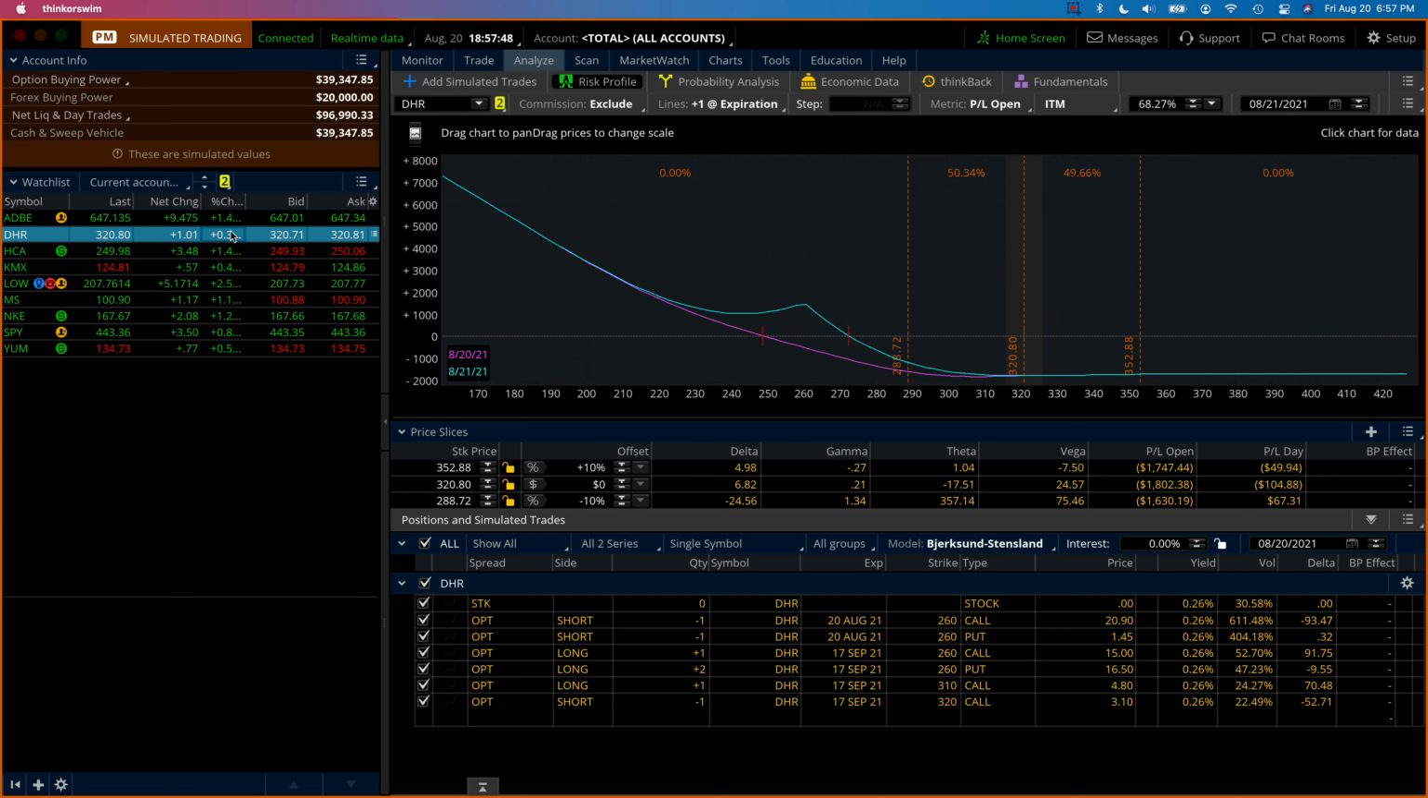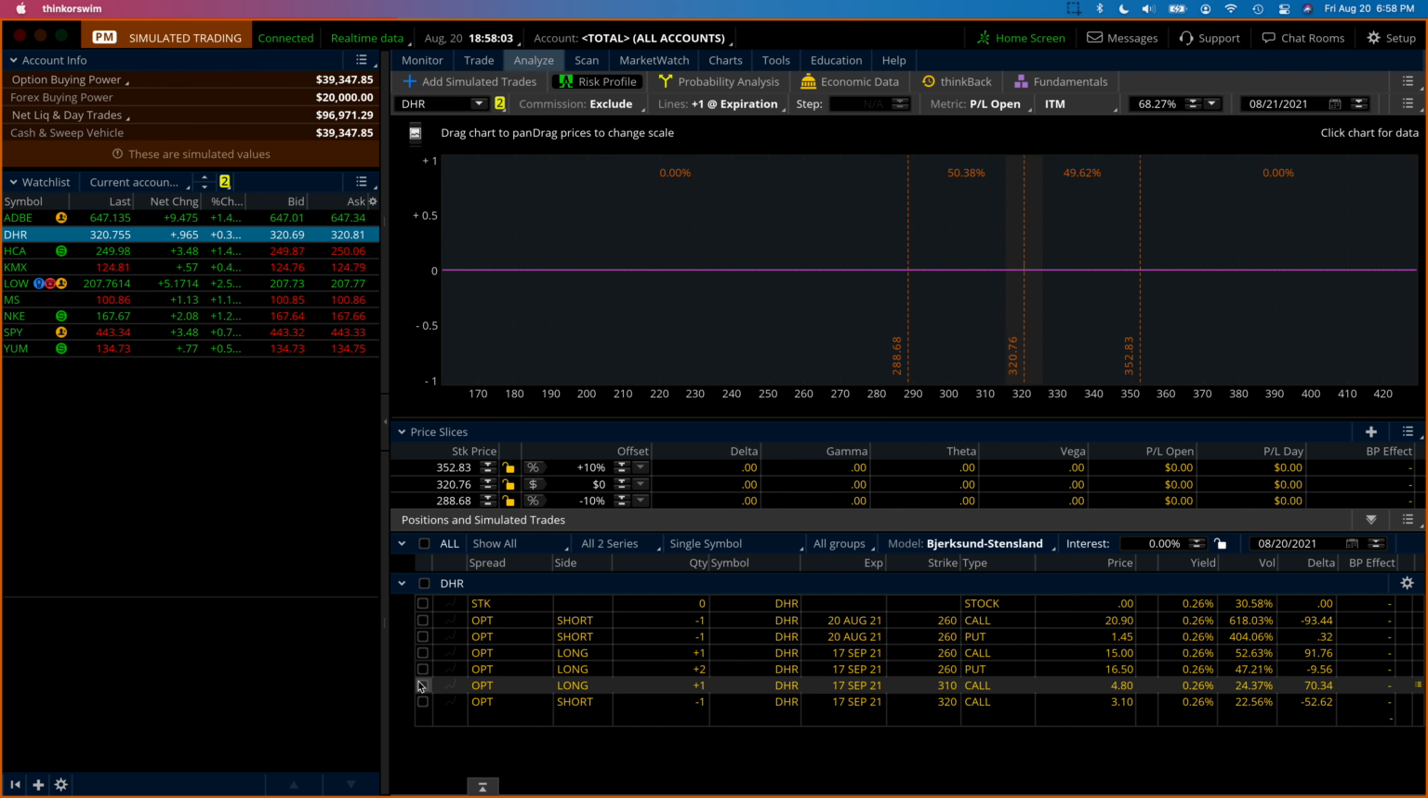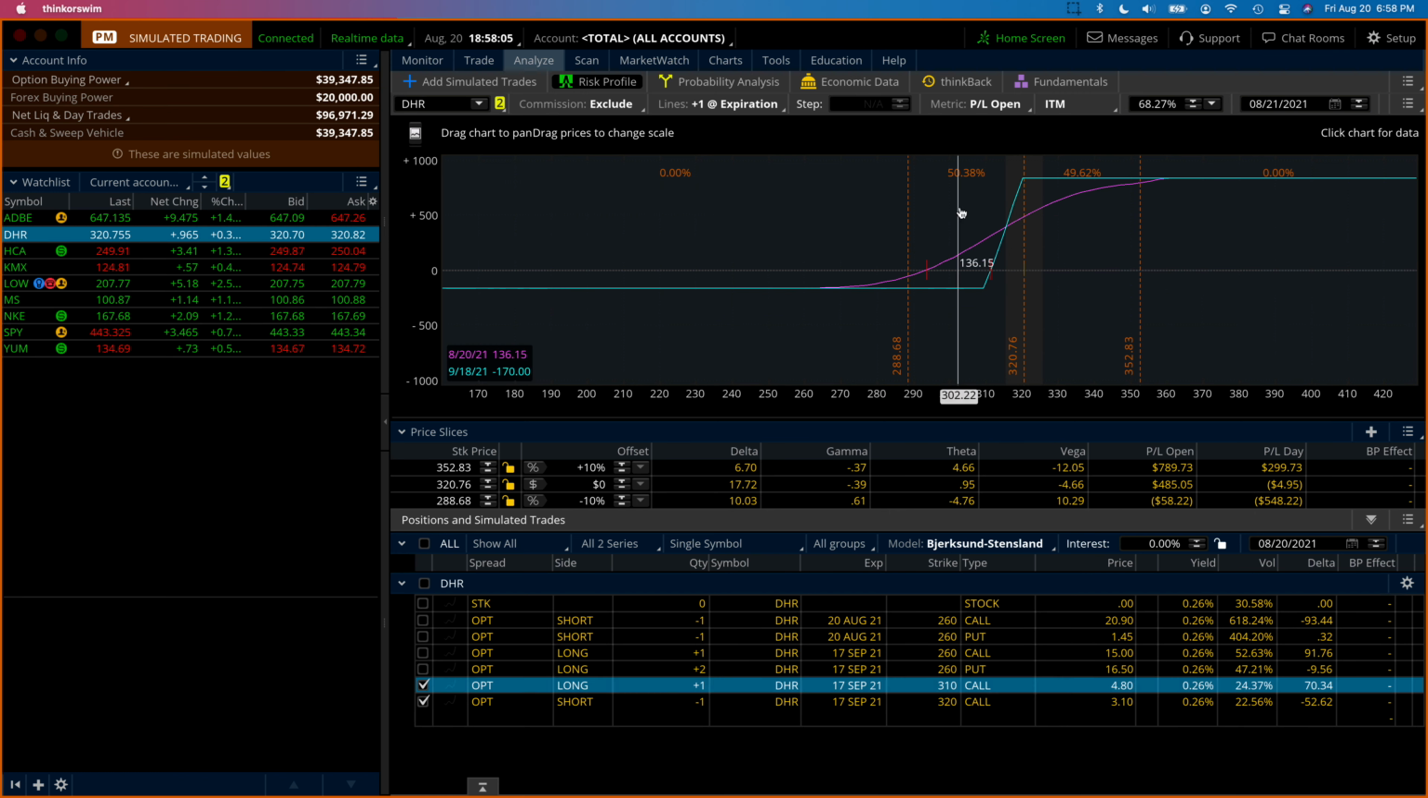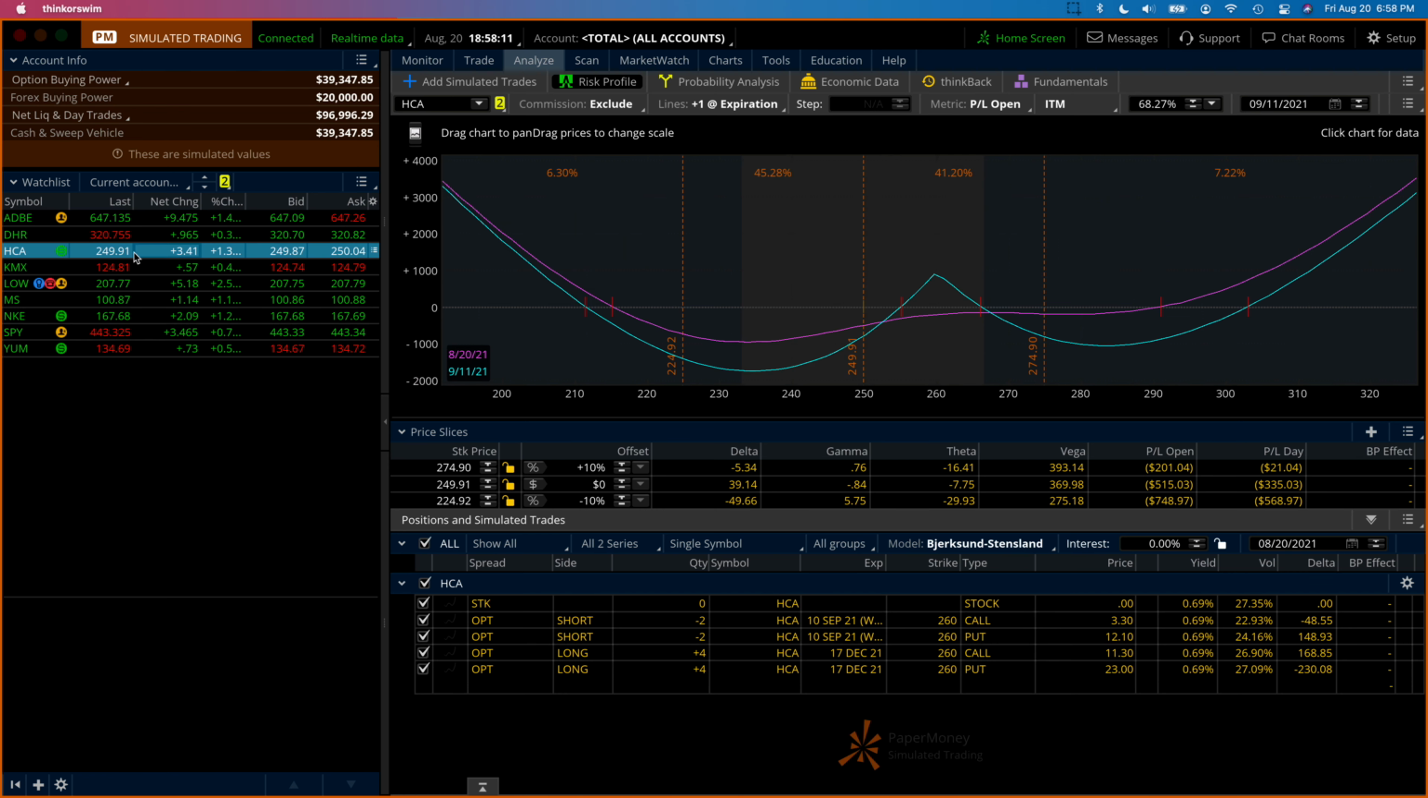Then we have DHR. We already took profits on it, so we are only looking for the possibility of the stock collapsing. But we have taken our profits as we went along, and now we have this vertical spread here, and that's pretty good right there. We could sell that. Okay, let's move on to MSM.